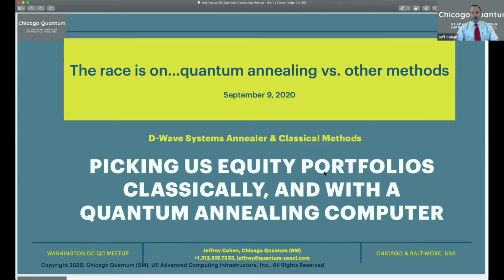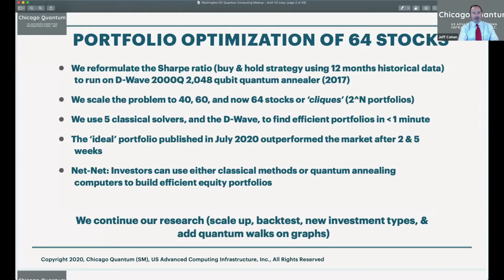And so you're meeting 3 of our team members, and we're available to take client work. And so the title of the presentation is "The Race is On," because we have been running a race. Truthfully, I think the other methods are starting to win, but that's okay. And we're picking U.S. equity portfolios classically and with a quantum annealing computer, the D-Wave. So I'm going to flip the page, and Clark, we're going to hand this over to you after I just give a couple words of what we accomplished.